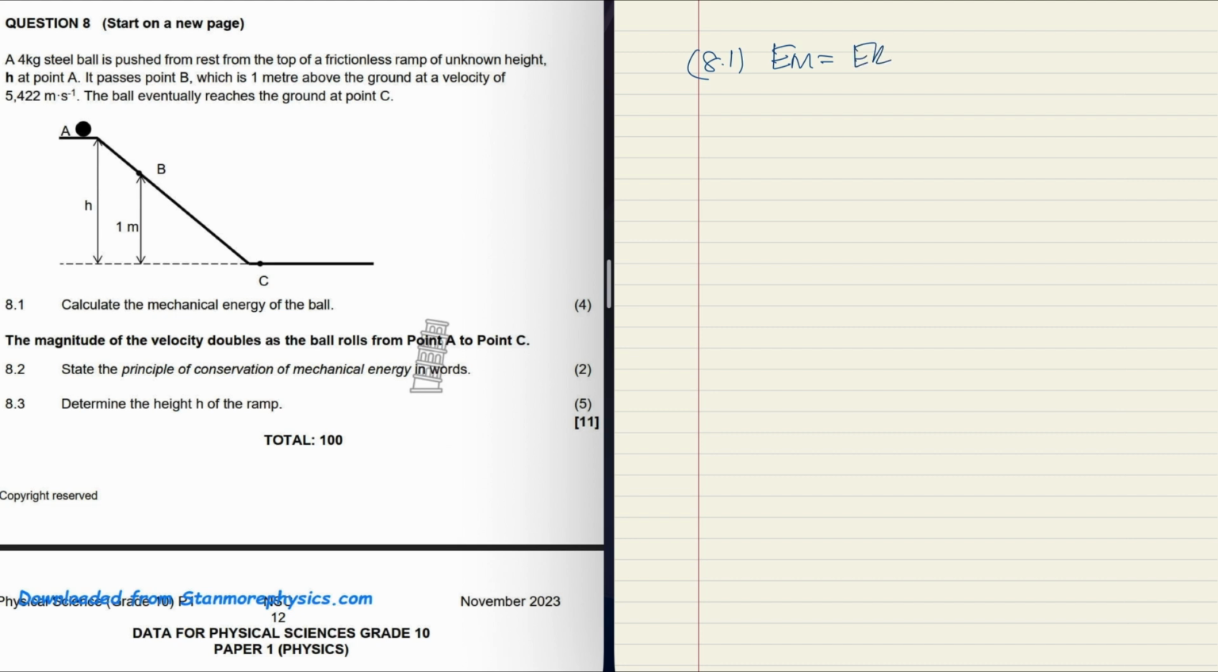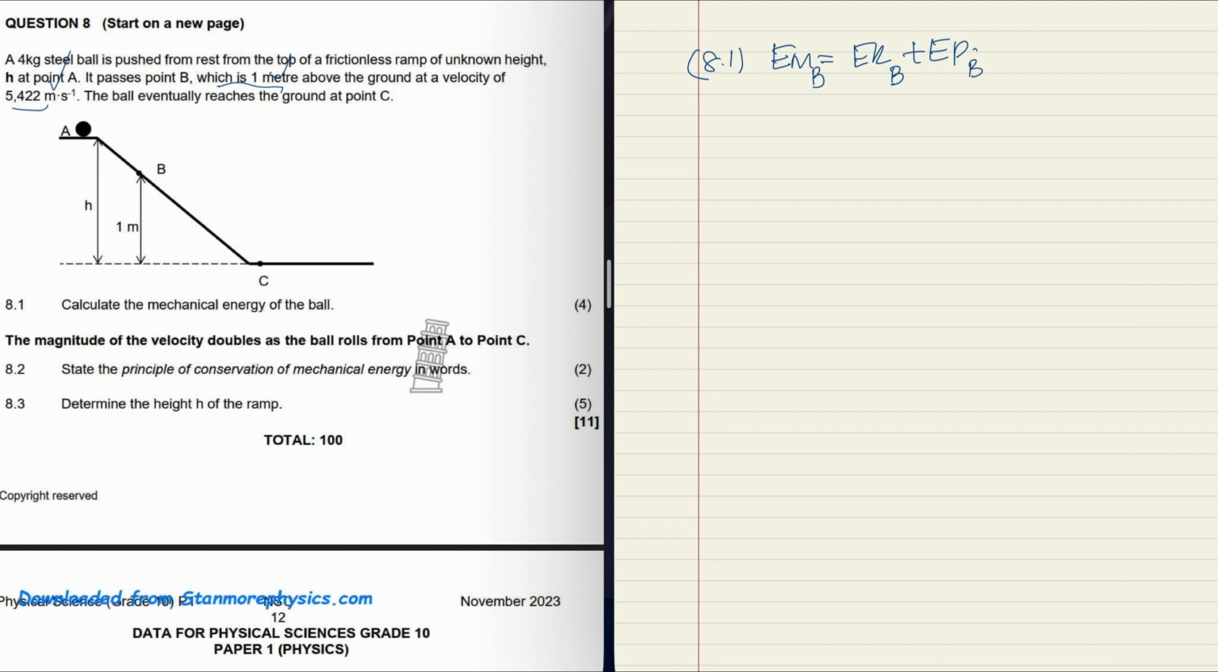EK plus EP. Now we have so many different positions here, and what we need is to pick a position, either A, B, or C, where we know the velocity and the height. Because if we know the height, we can calculate the EP. If we know the velocity, we can calculate the EK. So they tell us the height at point B, and they tell us the velocity at point B. So we're going to use point B. So the EM at point B is going to be the EK at point B plus the EP at point B.